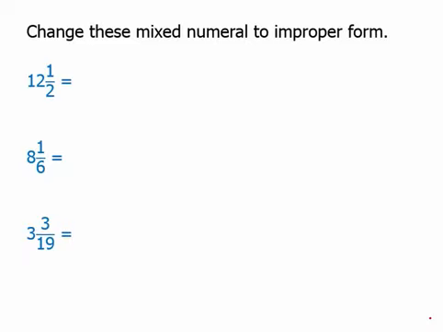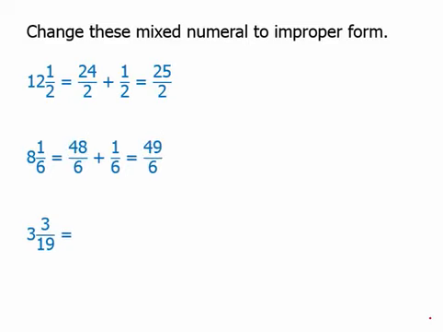12, we'll multiply that by 2 over 2, and so that becomes 24 over 2 plus 1 over 2, that's 25 over 2. We'll multiply the 8 by 6 over 6, so it becomes 48 over 6 plus 1 over 6 equals 49 over 6. We'll multiply the 3 by 19 over 19. 3 times 19 is 57. So 57 over 19 plus 3 over 19 gives 60 over 19. Those are the improper fraction forms of those mixed numerals.